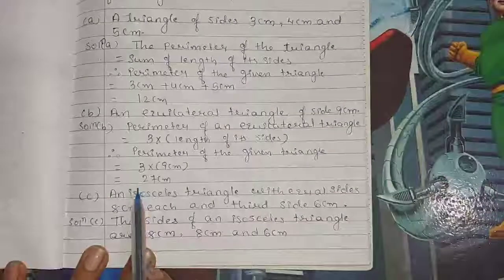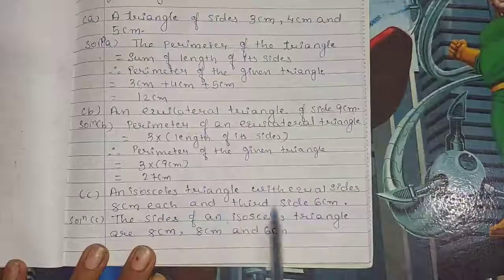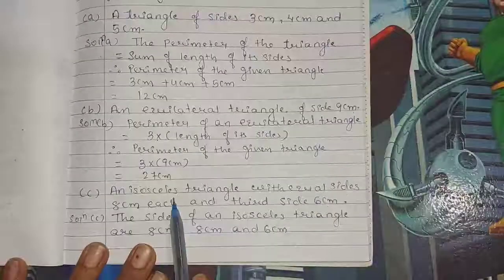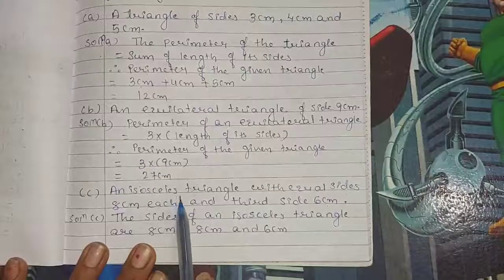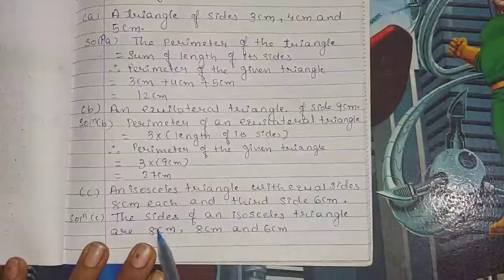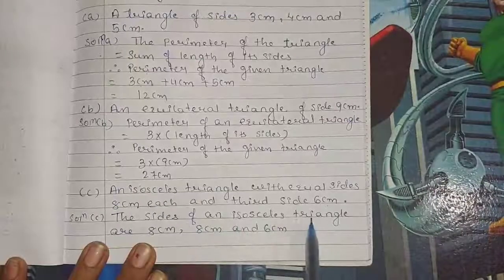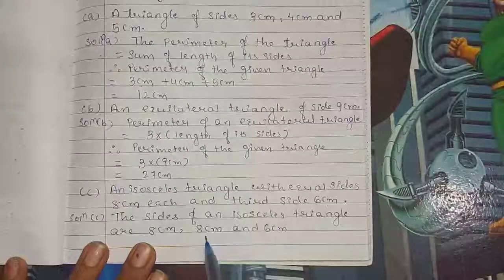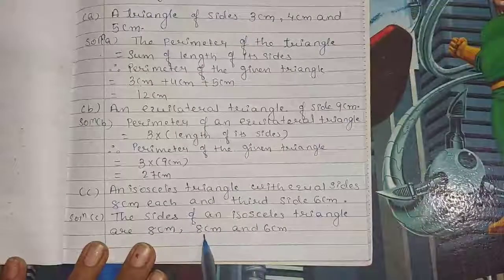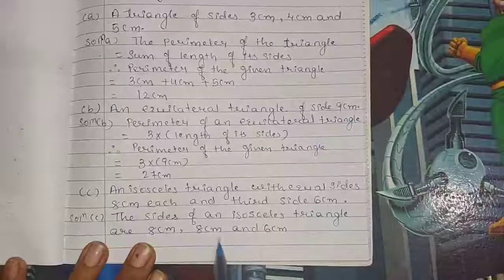Number C. An isosceles triangle with equal sides 8 cm each and third side 6 cm. What is the property of an isosceles triangle? Two sides are equal. And which two equal sides are given in the question? 8 cm, and the third side is 6 cm. So let us find the perimeter of the isosceles triangle. The sides of the isosceles triangle are 8 cm, 8 cm and 6 cm. Why is 8 cm, 8 cm written twice? Because the property of an isosceles triangle is that two sides are equal.